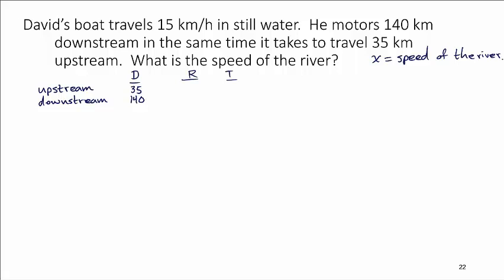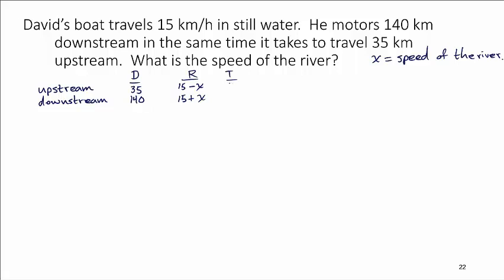And then the rate. If the boat travels 15 kilometers per hour in still water, upstream we're going to take that 15 and subtract the speed of the river. Make sure that you do it in that order, because the speed of the river is going to be less than the speed of the boat. Otherwise, the boat would be going backwards. So make sure we have 15 minus x versus x minus 15. It makes a difference. And then downstream, we're going to add to the 15 kilometers per hour, so we have 15 plus x.